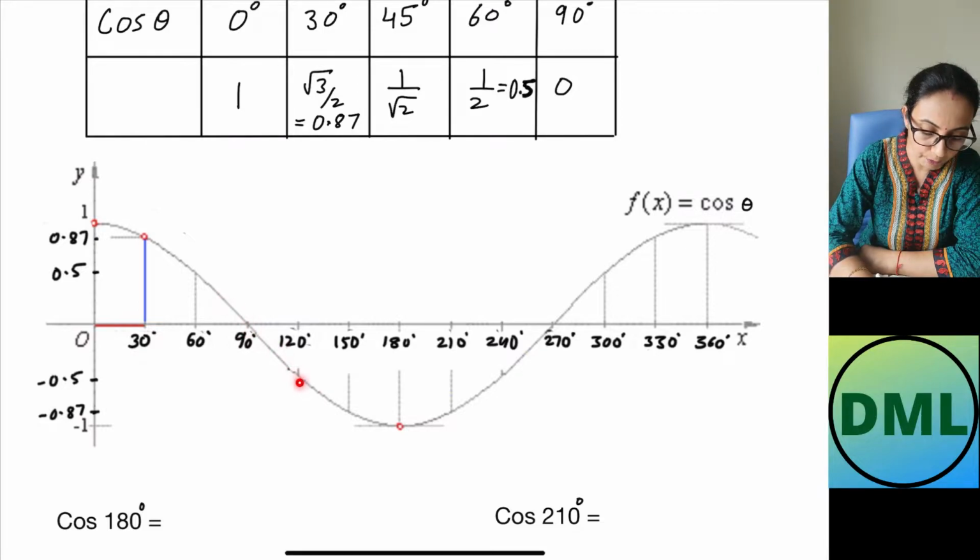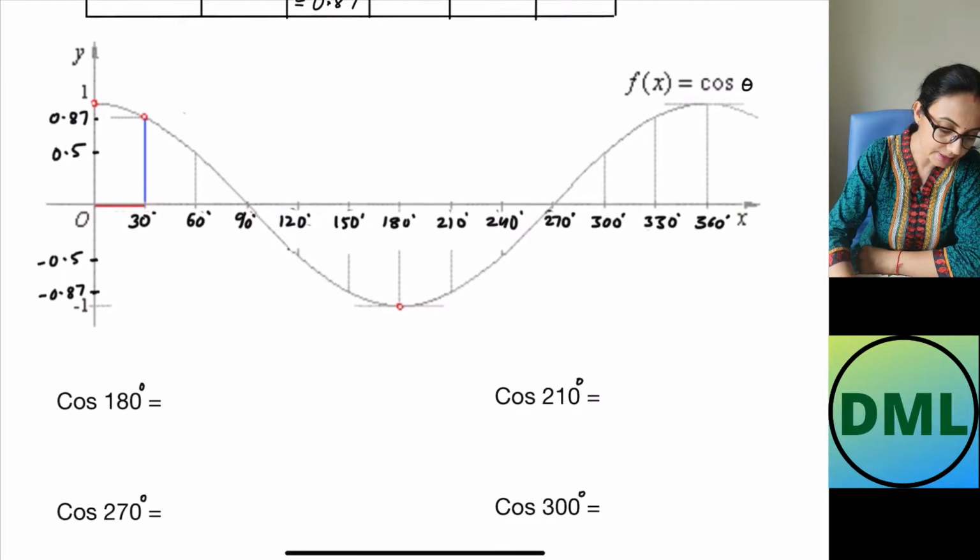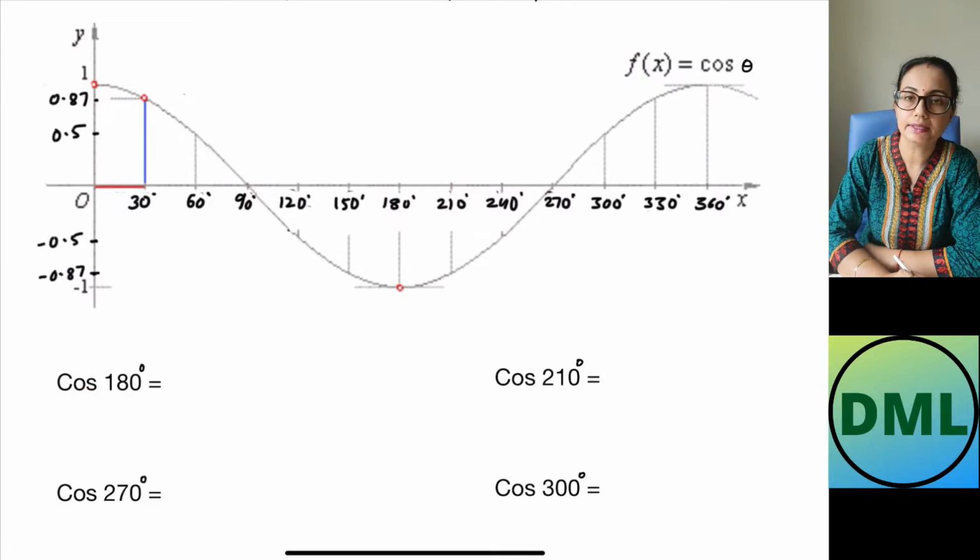If we keep on plotting all these values, our curve will look like this. It will cut the axis at 90 degree and 270 degree. So first we will figure out all the values for 180 degree, 270 degree and so on. Let's consider cos 180 degree.